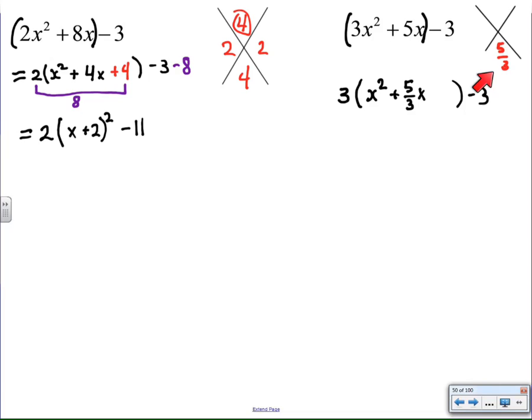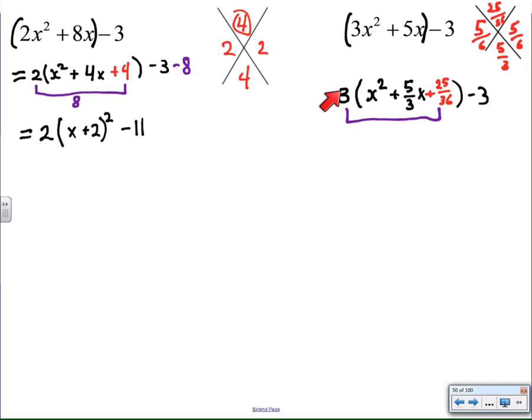Half of 5/3, as we learned, you just double the denominator, is 5/6. And that leaves 25 over 36 as the magic number to make a perfect square out of the expression shown. So I add 25 over 36. But now I have to actually calculate the net value of 25 over 36 when it's multiplied by 3, and that's what's being added to this expression.